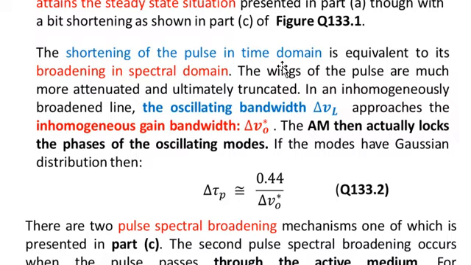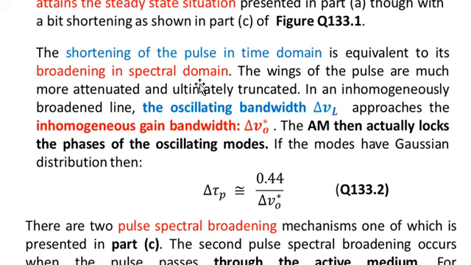The shortening of the pulse in time domain is equivalent to its broadening in spectral domain. So this is a very important point. Since we are going to narrow down the pulses in time domain, because we have the laser output I as a function of time and the pulses of light emitted as a function of time, and we have narrowed down those pulses by using the modulator, then what is its meaning in the spectral domain? The shortening of the pulse in time domain is equivalent to its broadening in the spectral domain.